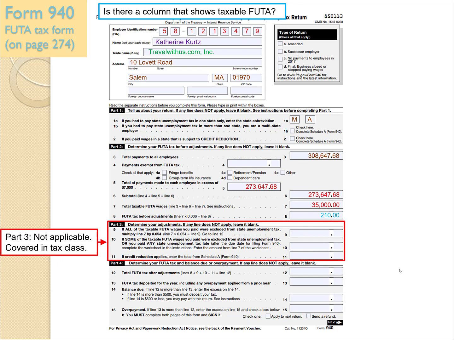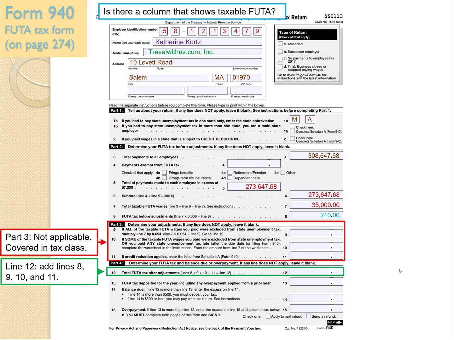Part 3 is not applicable. That will be covered in the tax class. It's an advanced topic. Line 12, total FUTA tax after adjustments. It says add lines 8, 9, 10, and 11. So when we add 8 through 11, we get $210.